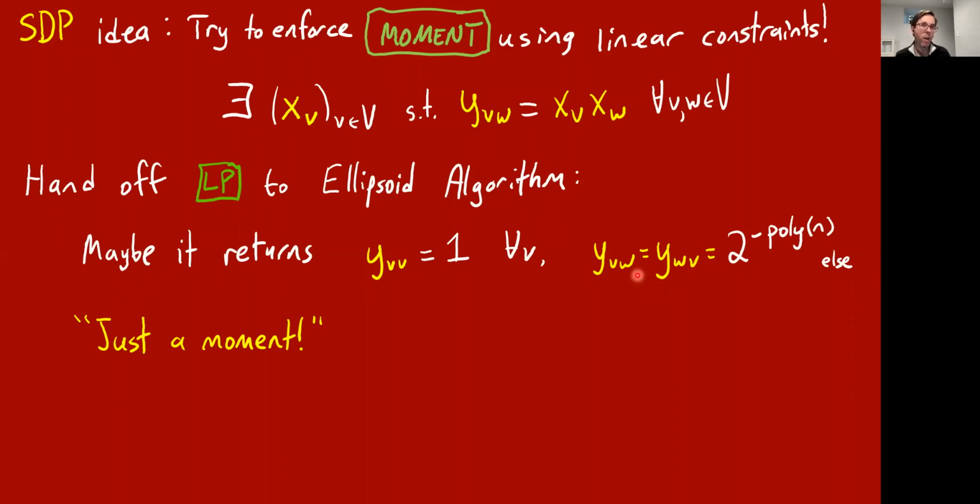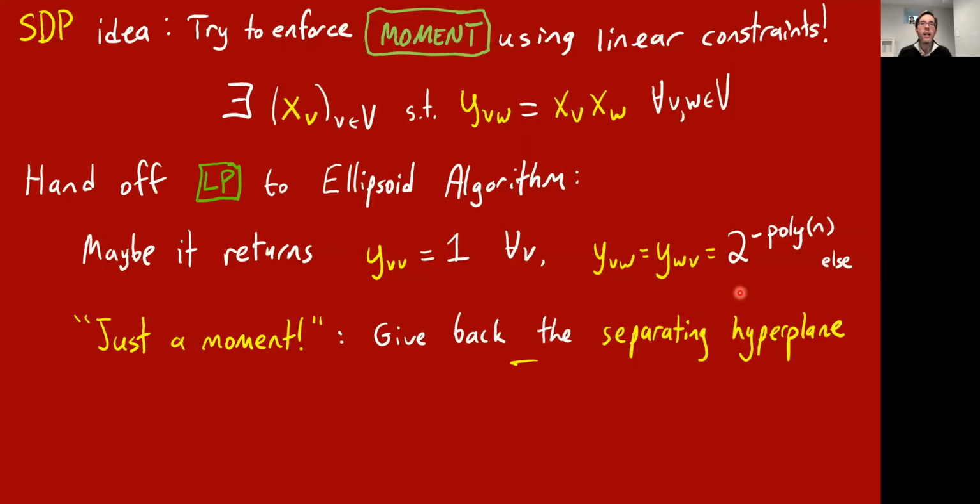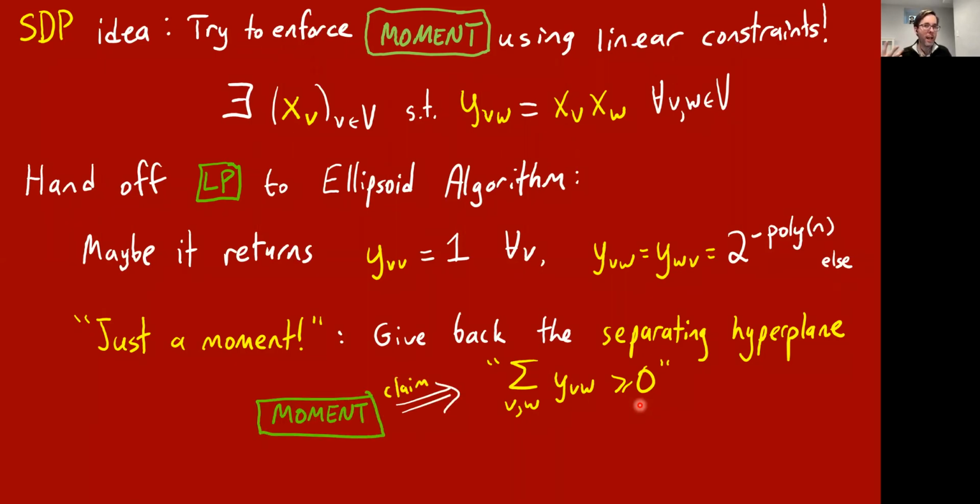I forgot to tell you one constraint in the K you should be solving. Imagine you tell the ellipsoid algorithm, I've actually got a separating hyperplane for you. It's the sum of all the y's should be greater than or equal to 0. I forgot to tell you that constraint, sorry. And it's actually legitimate, if you're trying to capture the moment constraints, to say that this is a valid constraint. What I'm trying to say is any YVWs that satisfy the moment constraints must satisfy this inequality.